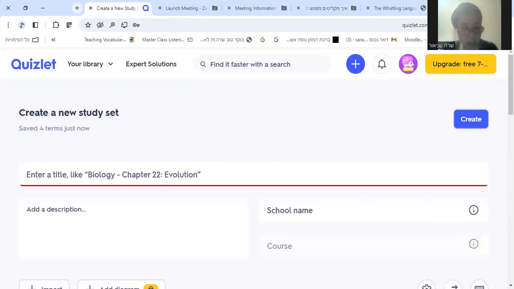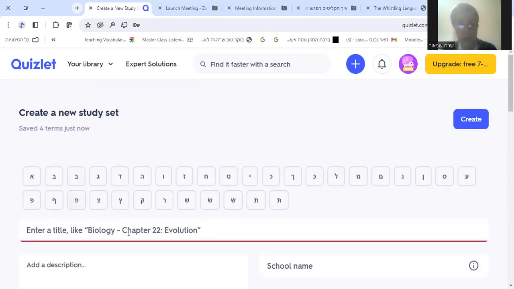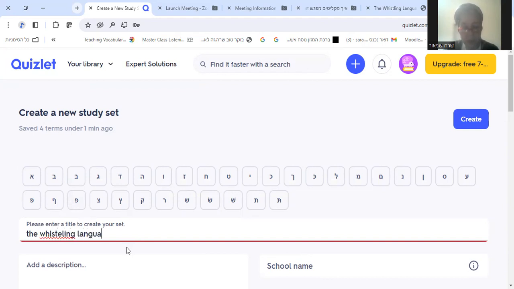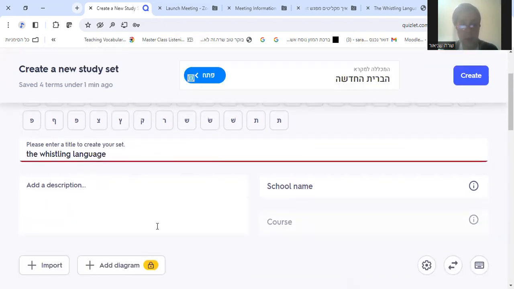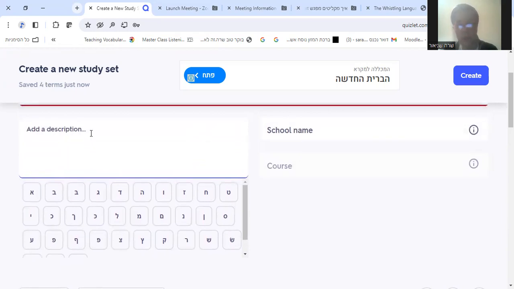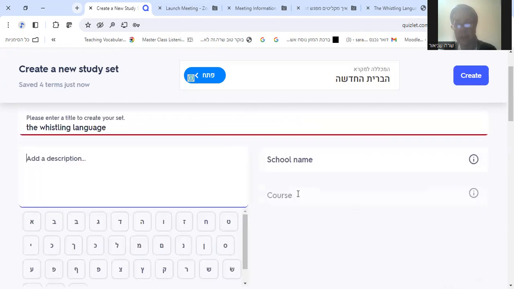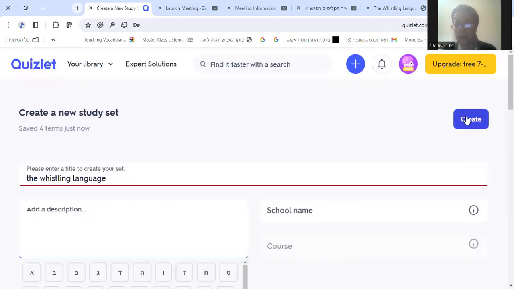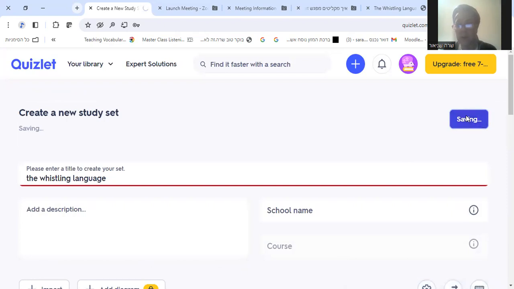Now they're saving. Enter title, אני צריכה פה נושא, ואני אכתוב the whistling language. אוקיי? ופה יש לי איזשהו מקום אני יכולה להוסיף תיאור, אתם יכולים לכתוב לעצמכם בשביל מה זה, לא חייב, שם הבית ספר גם לא חייב, ו-create, הוא עושה saving. Okay, saving your set.